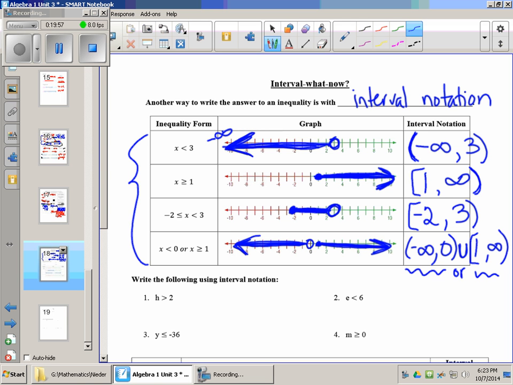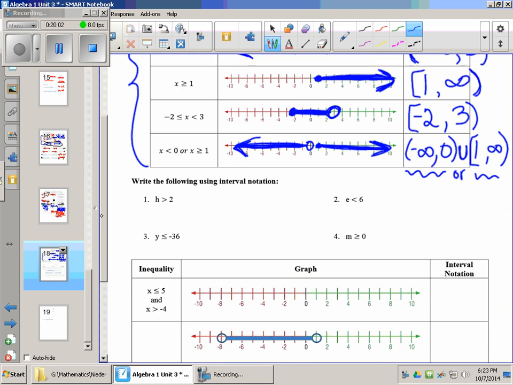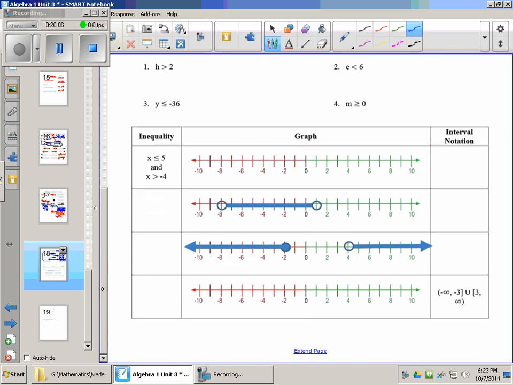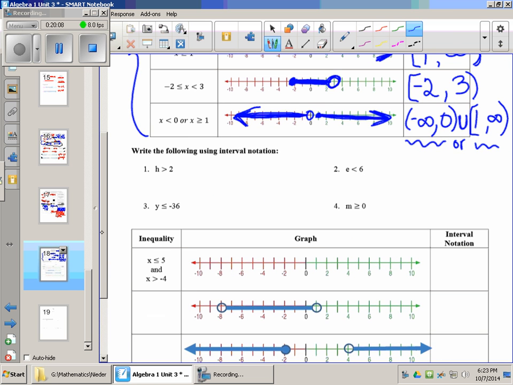Okay, so that would be the solution to the fourth inequality. All right, so substitute, please hit pause while my students try to do the rest of the problems on this page. On this section, you're just writing them in interval notation. That's all you have to do.